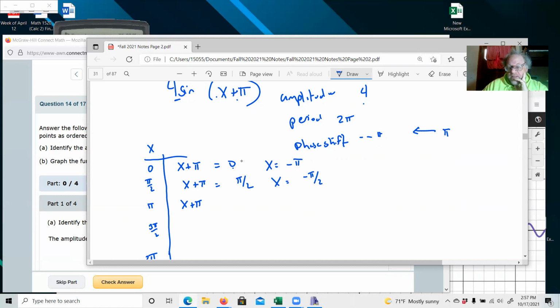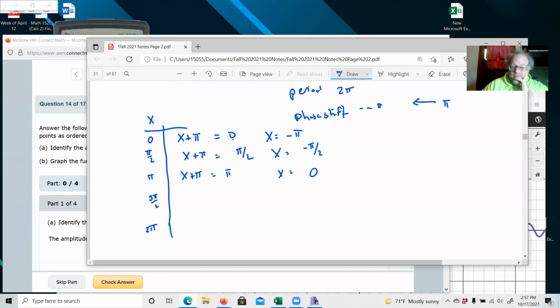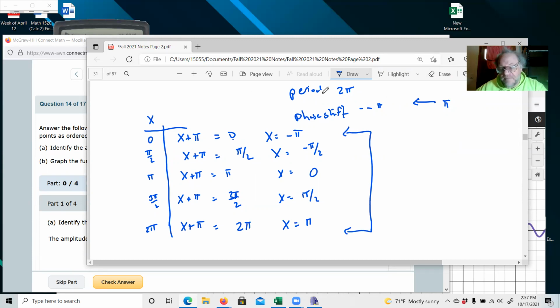Okay. x plus pi equals pi. We have x is equal to 0. We have x plus pi is equal to 3/2 pi. If I take 3/2 minus 1, we have pi over 2. And x plus pi, that doesn't change. x plus pi equals 2 pi. Subtract pi from each side, we get x equals pi. Notice when they asked us to graph it, they asked us to graph it between negative pi and positive pi. This is why. It's because they knew they had a phase shift there.